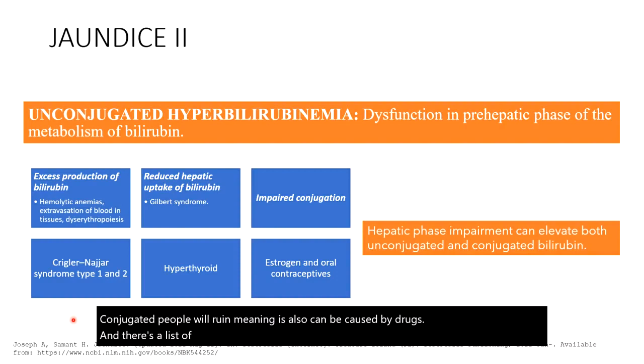Unconjugated has to do basically with syndromes called Gilbert syndrome and Crigler-Najjar, affecting the transferase enzyme, hemolytic anemias, hyperthyroidism, estrogen or oral contraceptives, impaired conjugation. Whatever affects the hepatic phase will elevate both types of bilirubin.